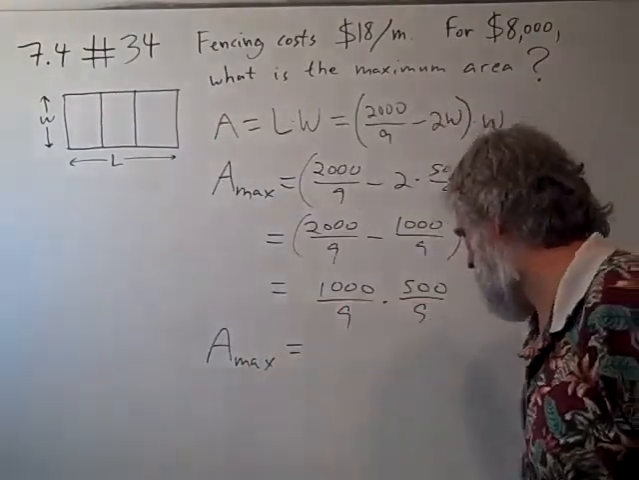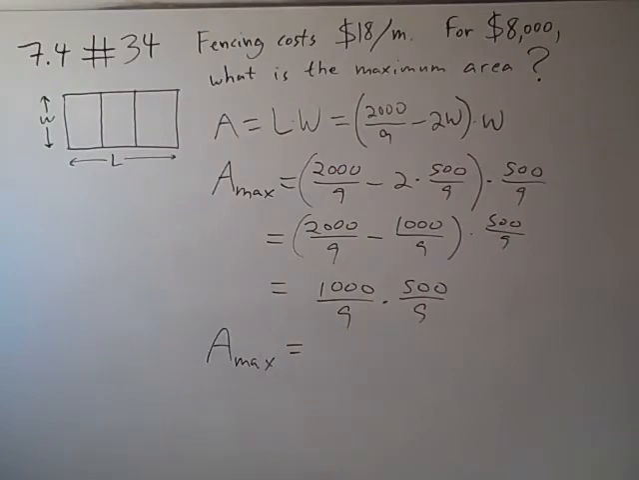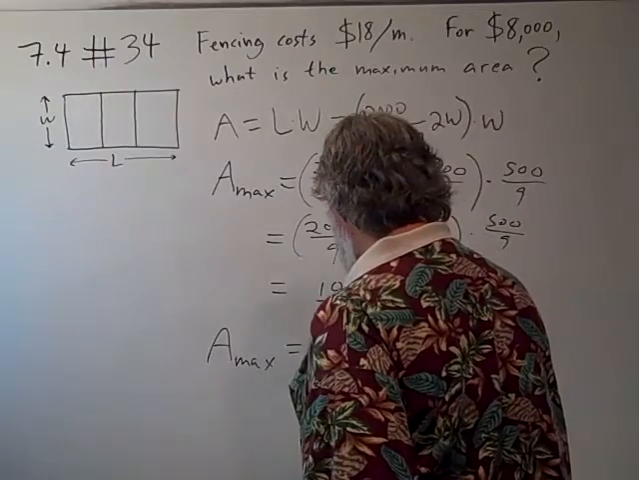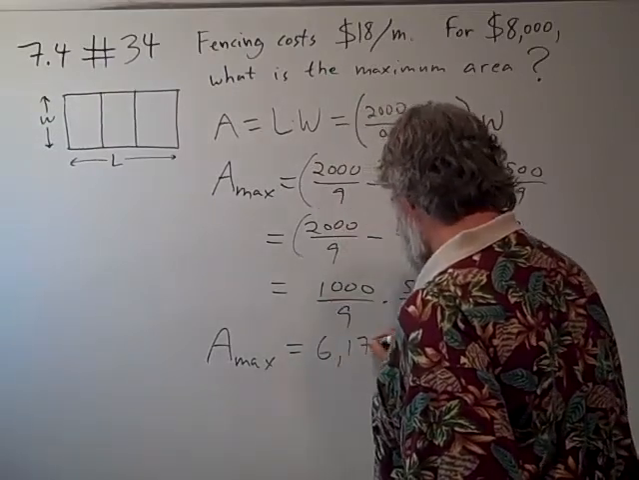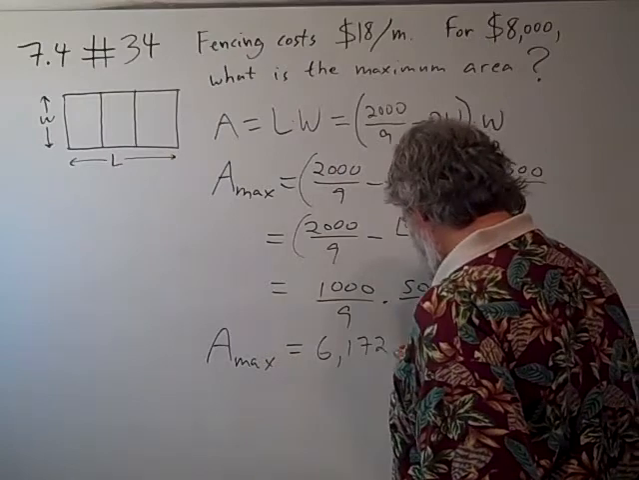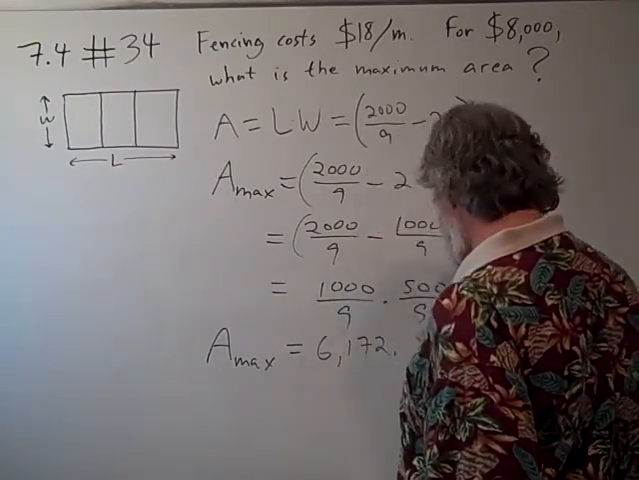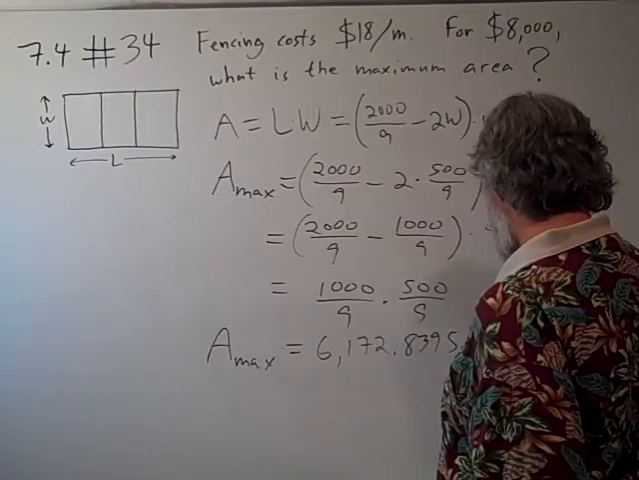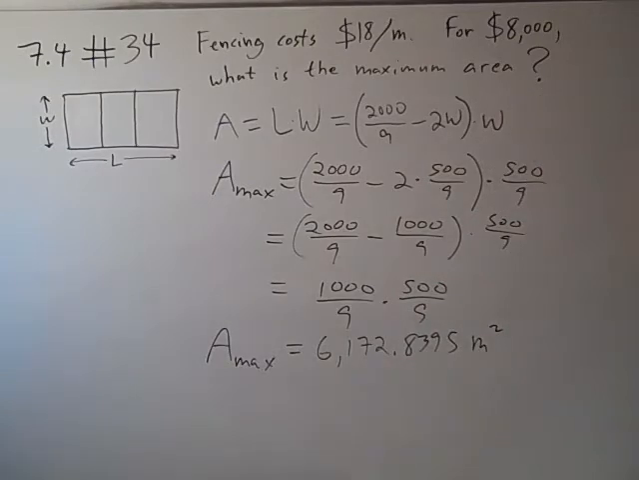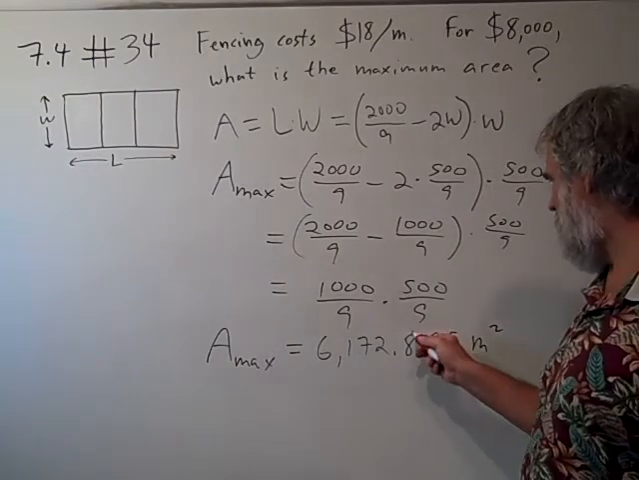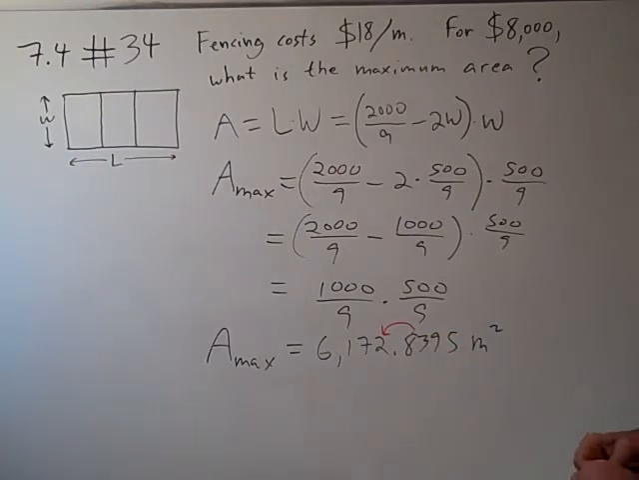So the maximum area, consulting the calculator here, we have 1,000 times 500, which is 500,000, divided by 9 times 9, which is 81. And so I get a maximum area of 6,172.8395 square meters. We're supposed to round this off to the nearest square meter, so the 8 will cause that to round up to a 3.